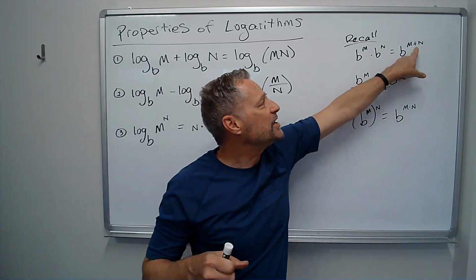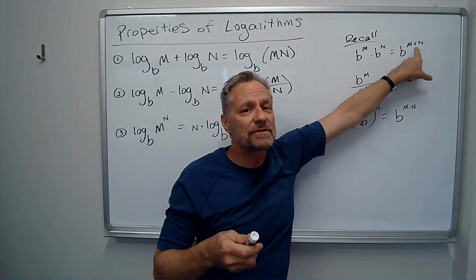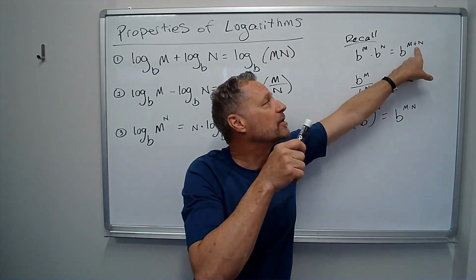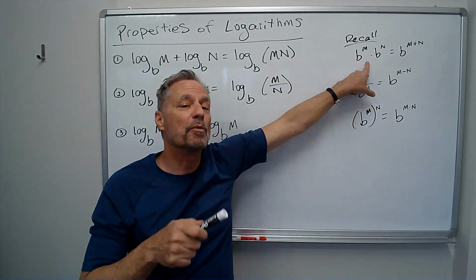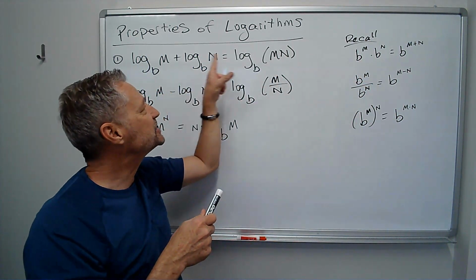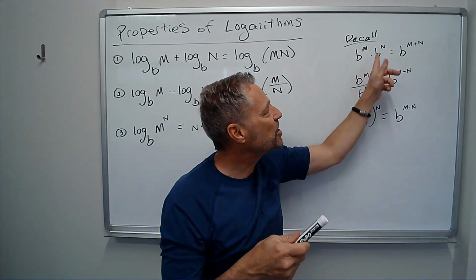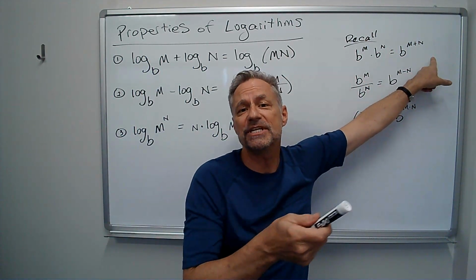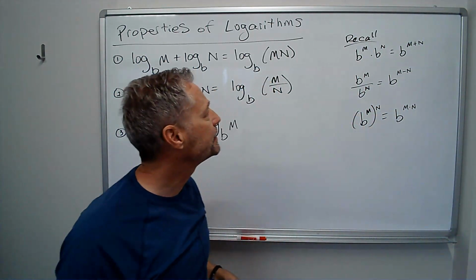When do we add the exponents? And remember, logarithms are exponents. We add the exponents when we're multiplying two things with the same base. So here we go from addition to multiplication. Here we go essentially multiplication to addition, depending on which direction you're going.